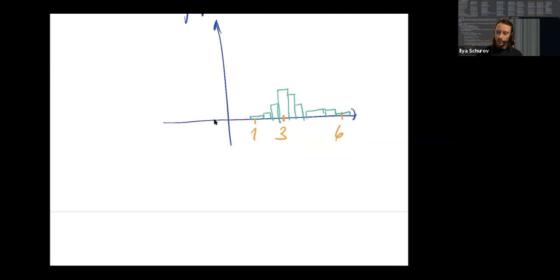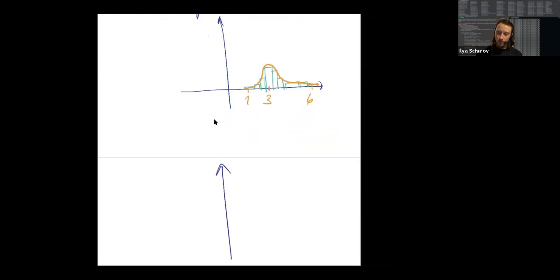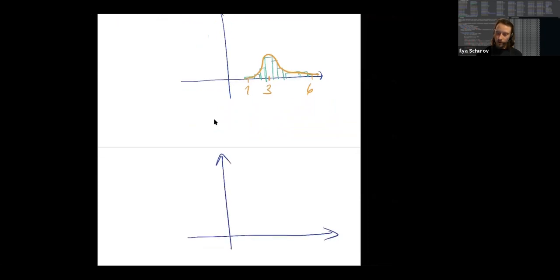So if I replace this histogram with a smoother curve, it will look like this. And the larger n we have, the more compact it would be around number 3. It would be like this one for really large n. So this distribution concentrates around number 3. It is possible to obtain values, for example, here or here, but it is very unlikely. The probability of this event is very small.